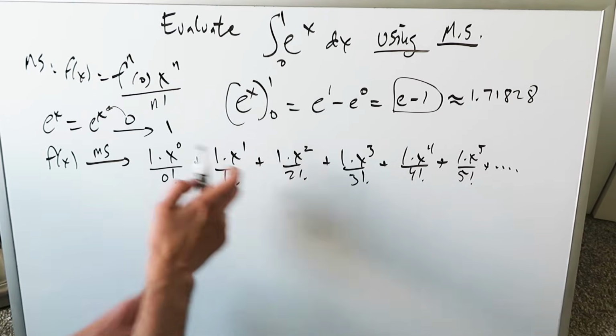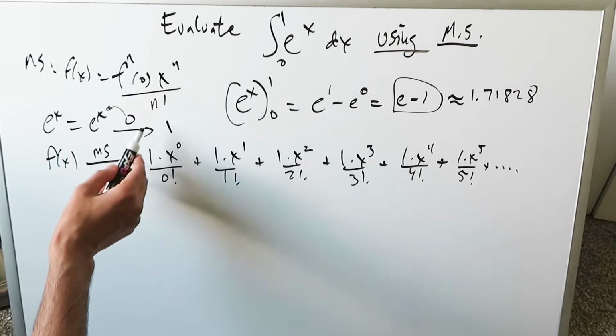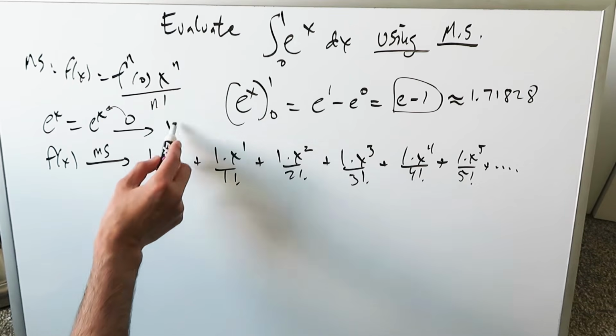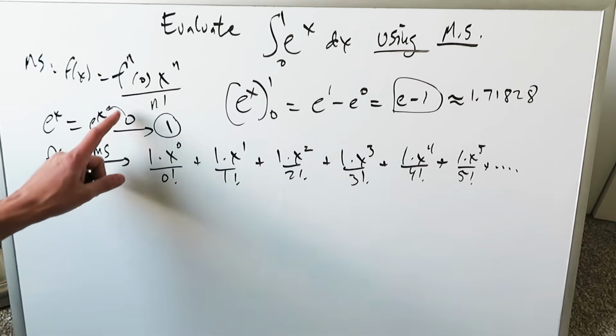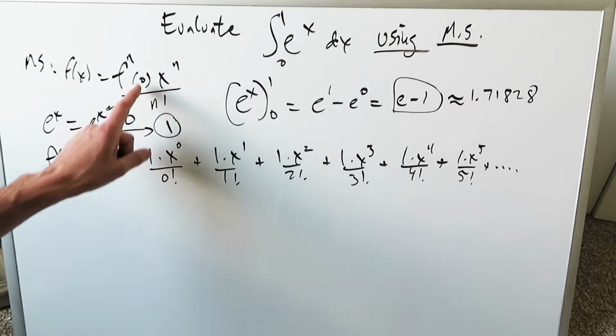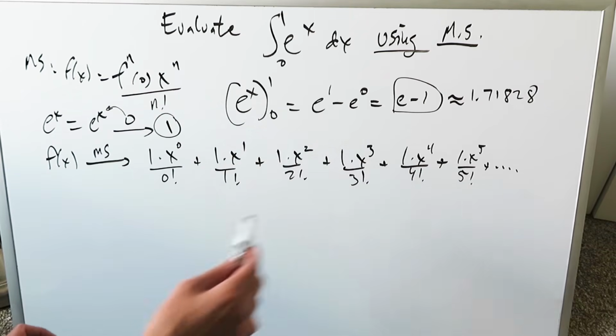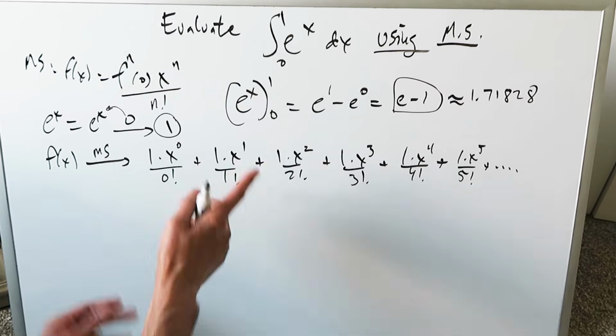But all of these ones are coming from the nth order derivative always receiving the value of 0, which is always equal to 1. But the rest is the remainder part of the template, x to the n divided by n factorial. And this right here is your Maclaurin series expansion of e to the x.